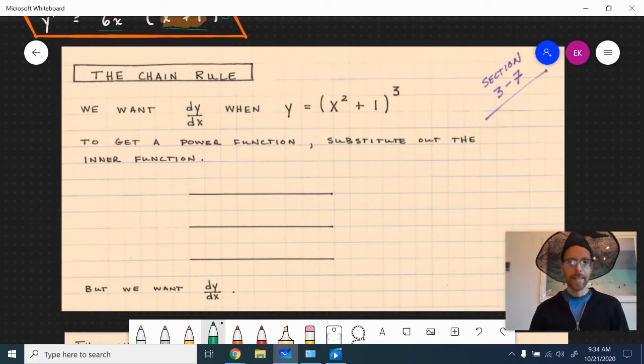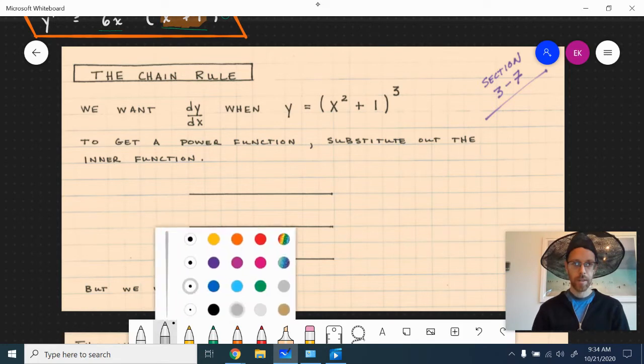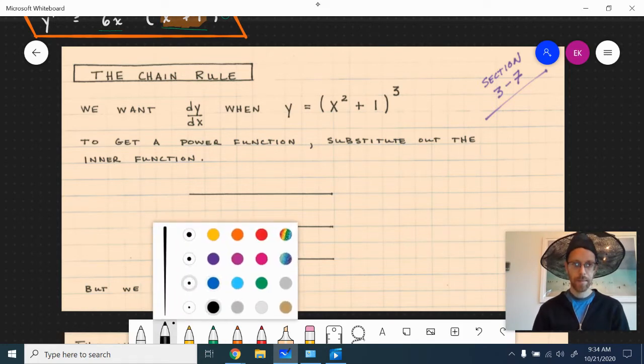All right, this is going to take a little bit of setup. I want to start by defining the inside function. So let's call the, I don't like these colors. Let's change color. Let's make this black. All right. So let's say that the inside function of y equals x squared plus 1 to the 3rd power.